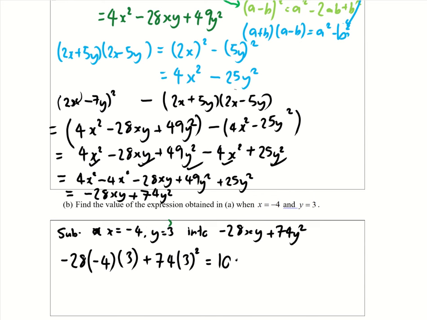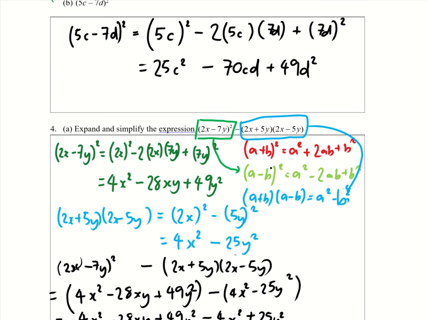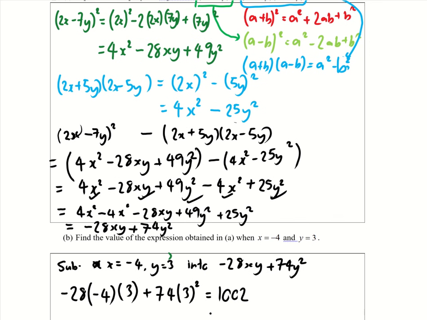Now, is there any way to check your answer? You can actually sub in x equals -4, y equals 3 into your original question itself, and you should get back the same answer, 1002. All right, so that's for level 2 itself.